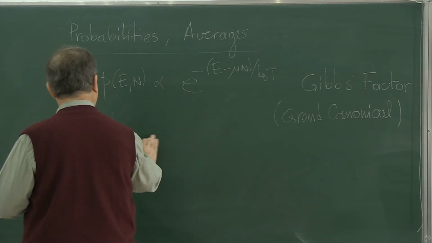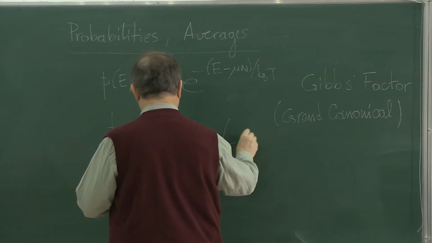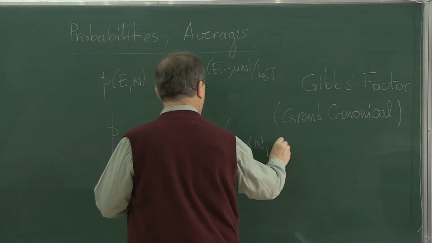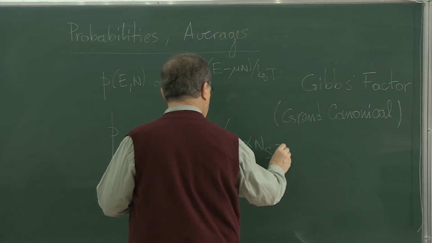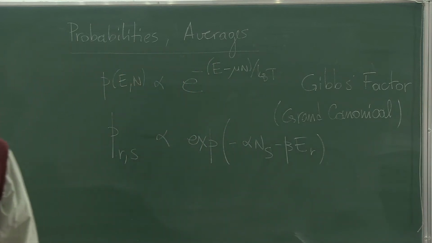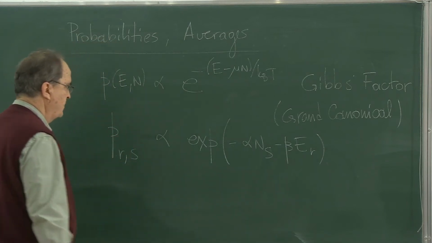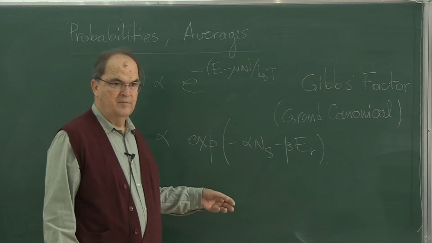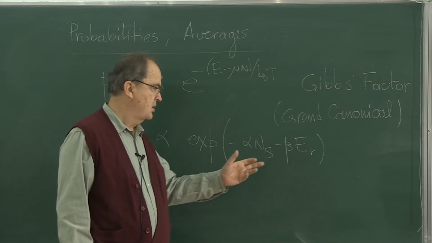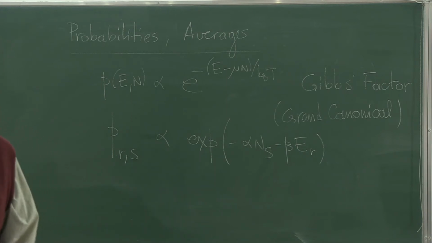which is proportional to exponential minus alpha N_S minus beta E_R. Well, let's call this N_S. Keep R for E, but it doesn't really matter. Just to make contact with the canonical case, isn't it? I wrote it as E_R in that case. So the probability of finding our system with energy E_R and number of particles in it N_S is proportional to this Gibbs factor. Is that okay?